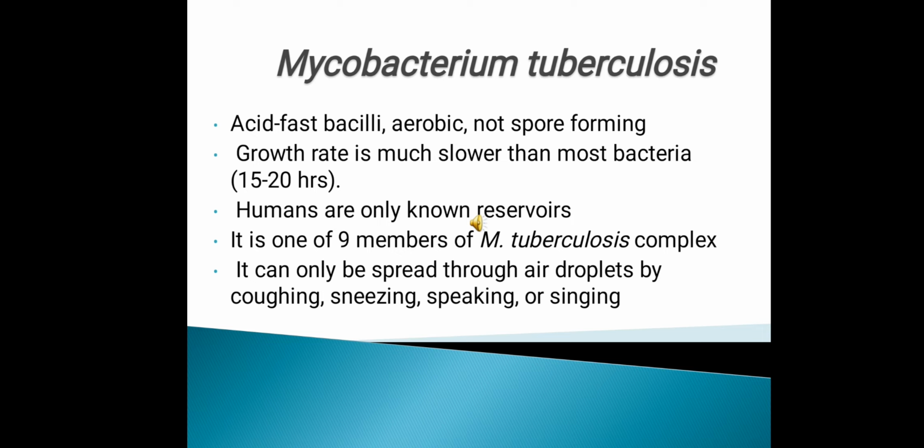For Mycobacterium tuberculosis, the human is the only known reservoir, and it causes TB, tuberculosis, in the human. There are many species or strains of Mycobacterium tuberculosis. So we call it the Mycobacterium tuberculosis complex because it contains many strains, and the strain is a lower level than species, which means that each species can contain different strains. So there are 9 members of Mycobacterium tuberculosis, and all of these 9 are collected together in a complex.